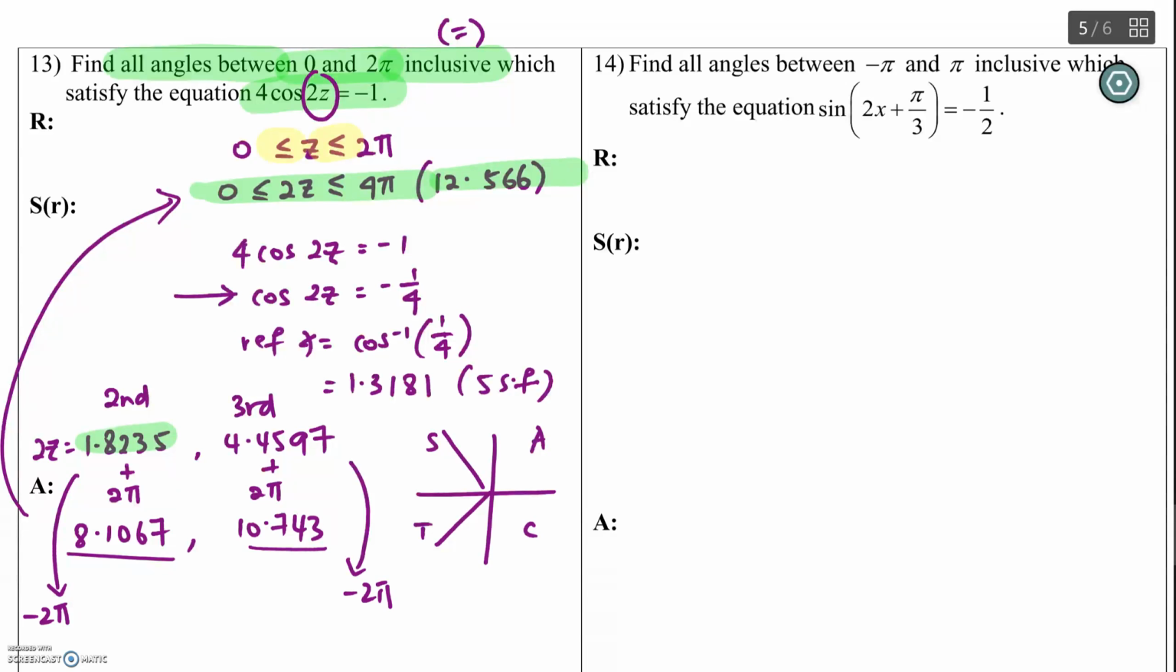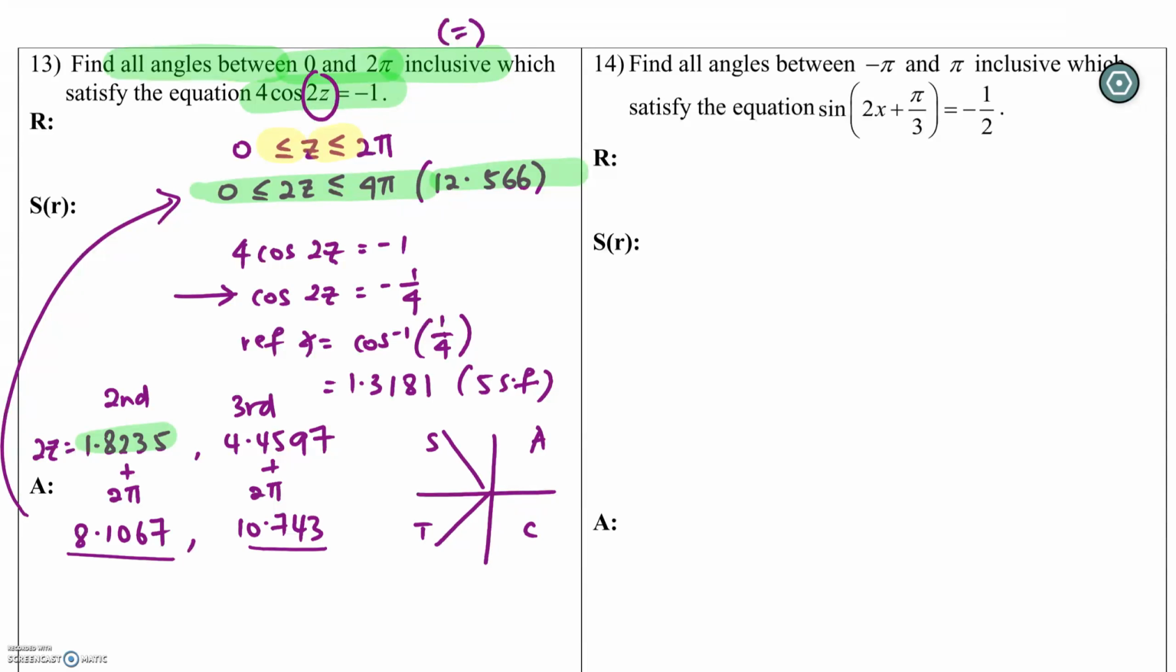So if you minus 2 pi, it will be a negative value. So therefore, minus 2 pi is out of the range. Similarly for third quadrant, if you minus 2 pi, it will also be out of the range if you check by keying in the values using a calculator. So I'll not write this down.